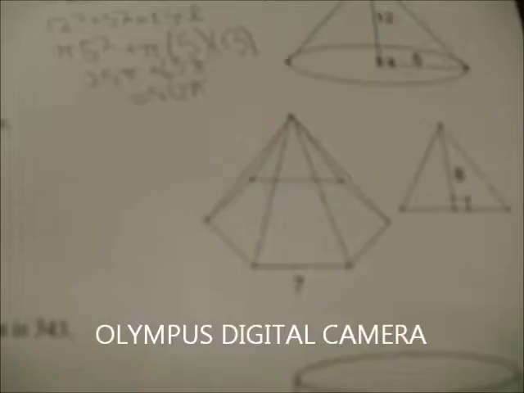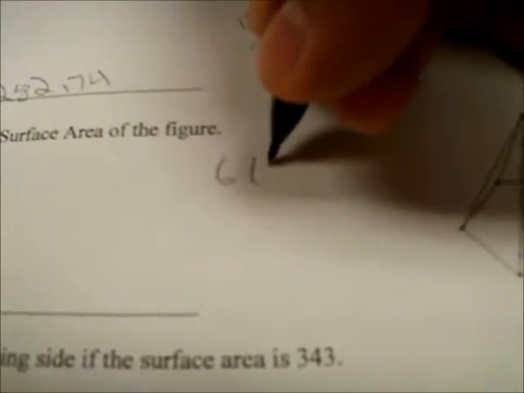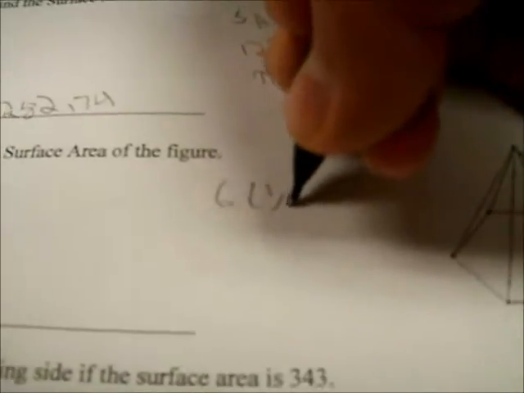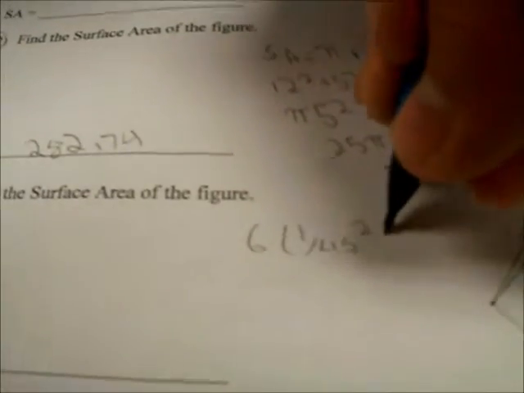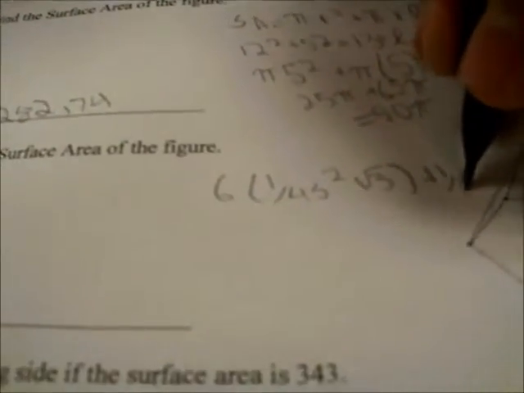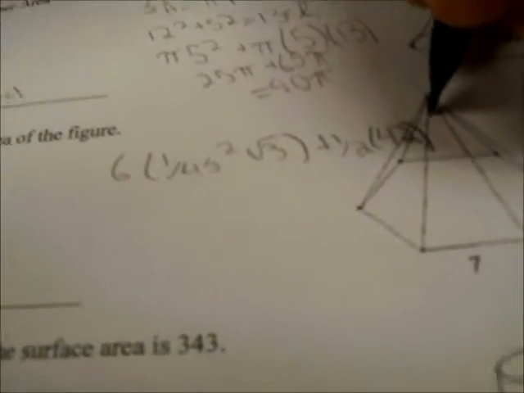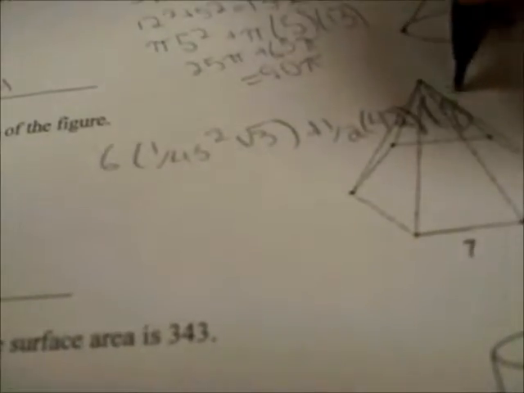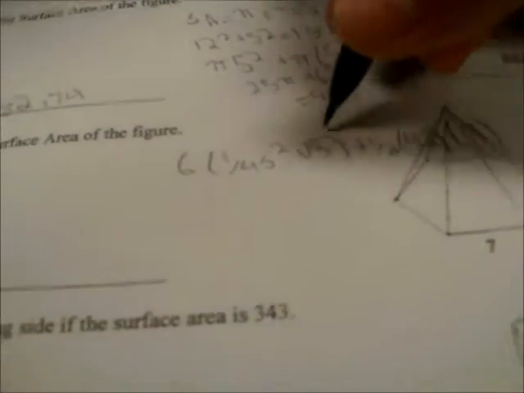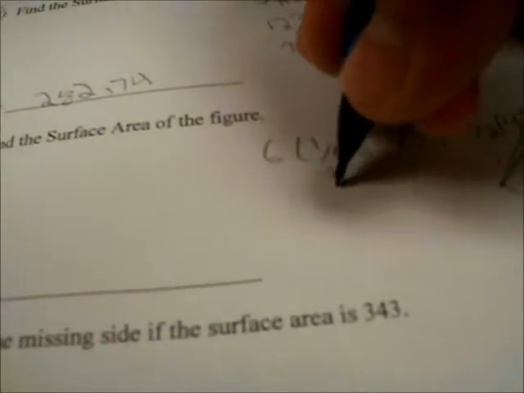For 12.3, question 3, find the surface area of the figure. We are given a hexagon with a pyramid-type shape. The height of one of the triangles is 8, and our side length is 7. To find the surface area of one of these figures, we will use the 1/4 s squared square root of 3.